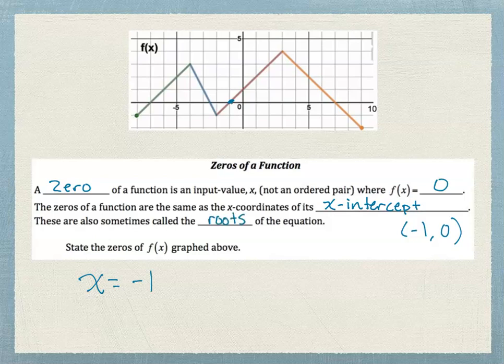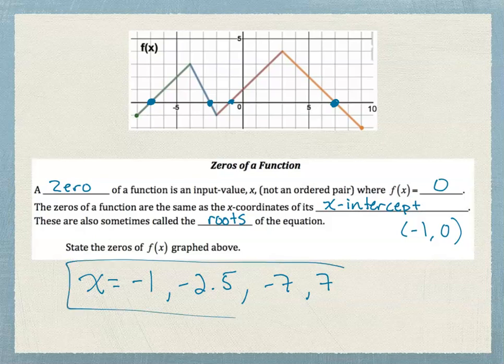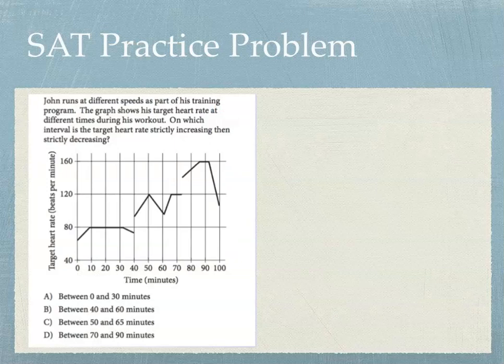So I have a zero at -1. I have another zero here at, let's call that, what, -2.5. And I have another zero here at -7. And I have another zero here at +7. Okay, so this function has 4 zeros, and you just list the x values of those 4 zeros.